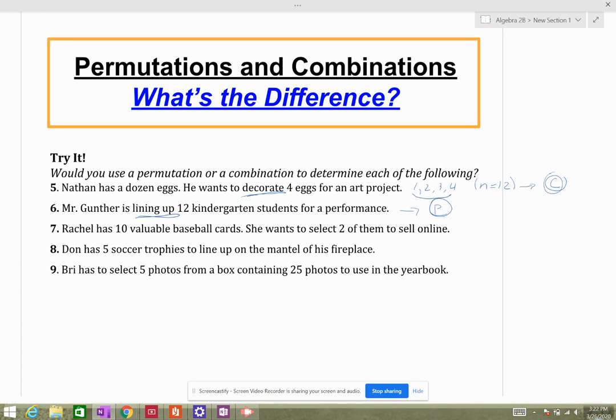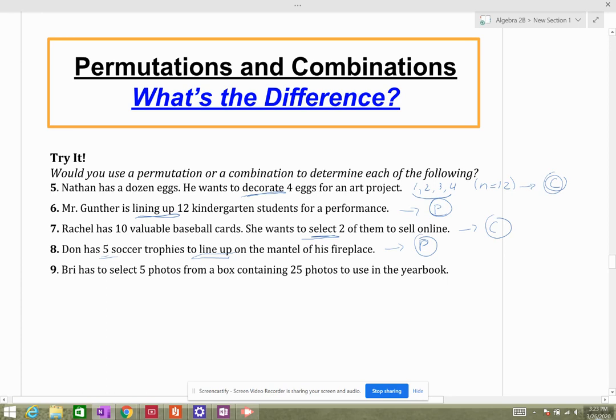All right, number 7, Rachel has 10 valuable baseball cards. She wants to select 2 of them to sell online. This would be a combination. Select was one of our keywords to indicate we don't really care about the order of the 2 cards. We just want to know which 2 cards in general get picked to be sold. Number 8, Don has 5 soccer trophies lined up on the mantle of his fireplace, so he's displaying these 5 soccer trophies. That would indicate that I do care about the order in terms of the arrangement and how it looks.